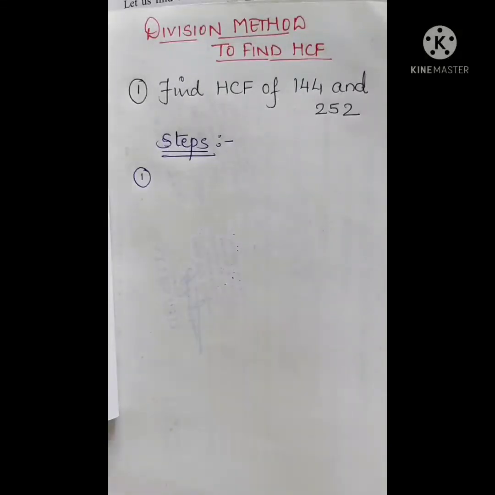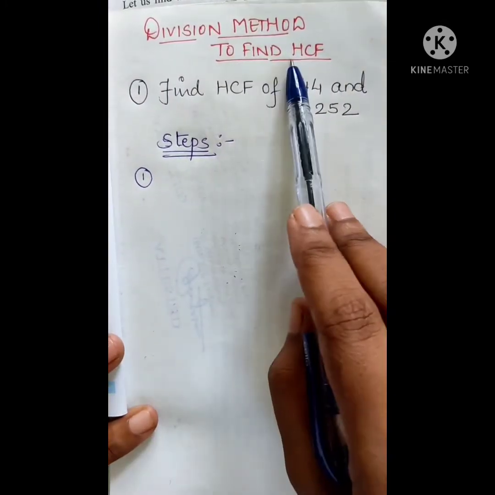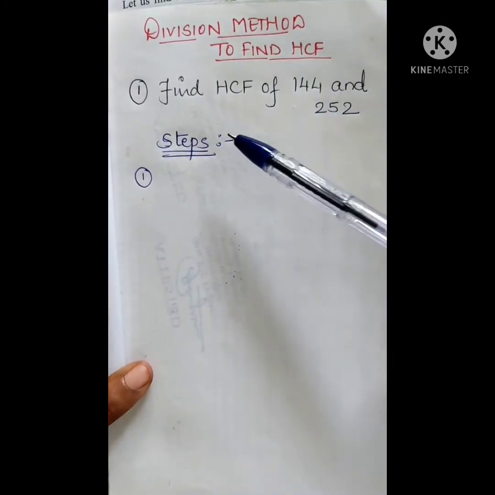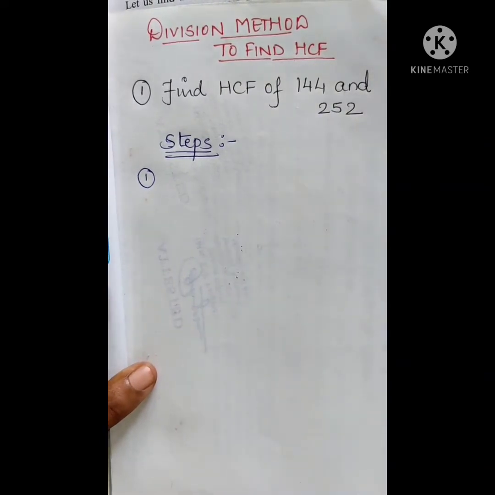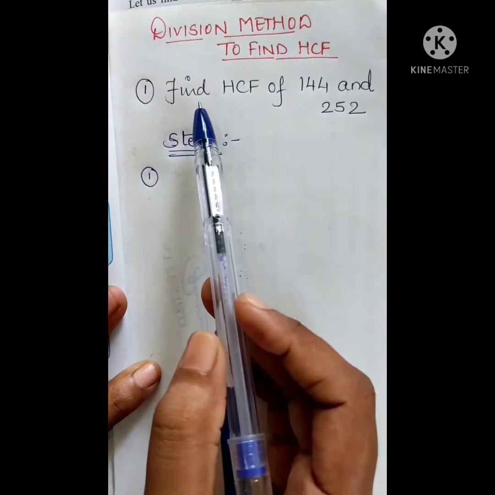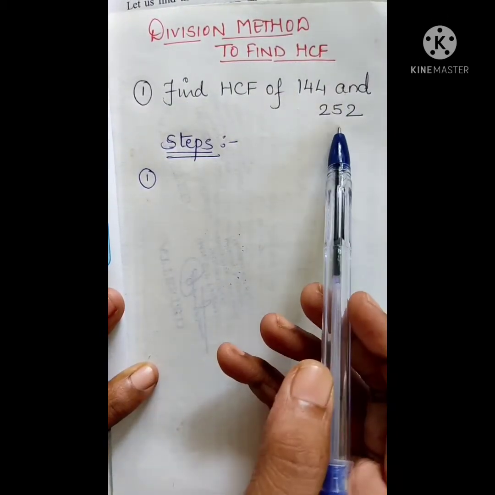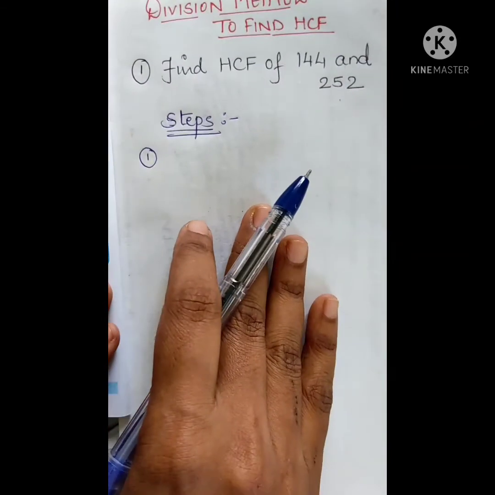Now in this video we are going to study about the division method to find HCF. Now in the previous question we have seen how to find the HCF. Now here we are going to use the division method. For example, if I have a question, find the HCF of 144 and 252, I have to follow certain steps first.